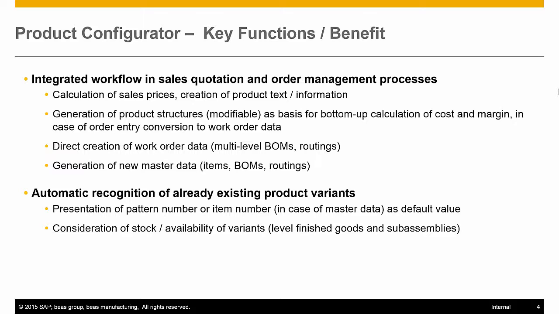Direct creation of the work order data, including multi-level bill of materials and routing, of course, and generation of new item master data, items and bill of materials and routing. Automatic recognition of already existing product variants. We are able to present a pattern number or directly the item number as default value. We are able also to consider the stock or availability of variants.